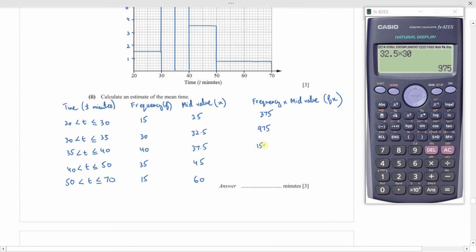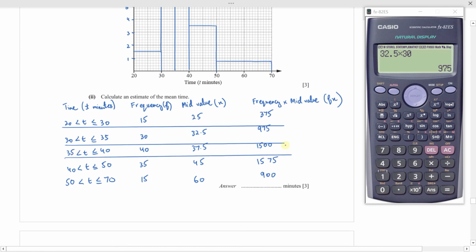So I've just calculated these beforehand. You can multiply them using your calculator. So 45 times 35 is 1575. 60 times 15 is 900. So let me just draw the lines here as well. So these are your products, f times x, for each of these intervals.